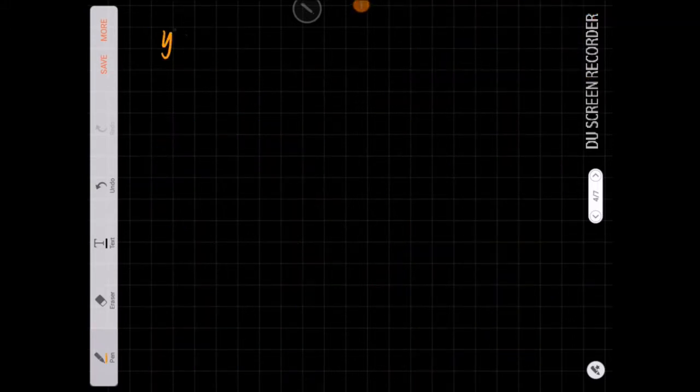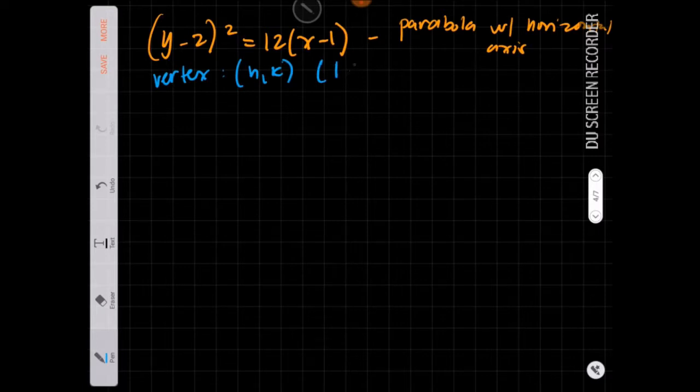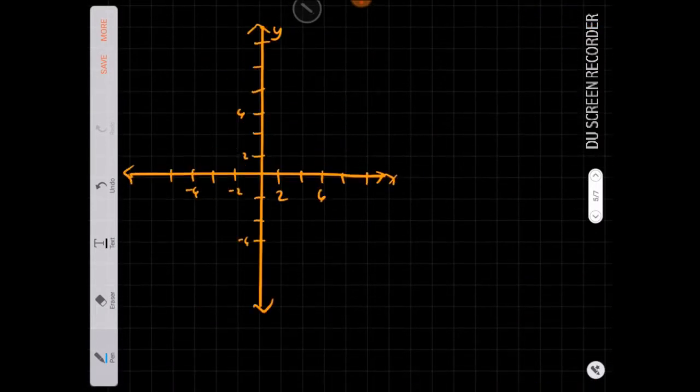Let's have an example for the other type of parabola, the horizontal parabola. Basically, the concepts are just the same. The vertex for this parabola is h, k, or 1, 2. Let's plot that point first. Our graph opens sidewards, either to the left or to the right.